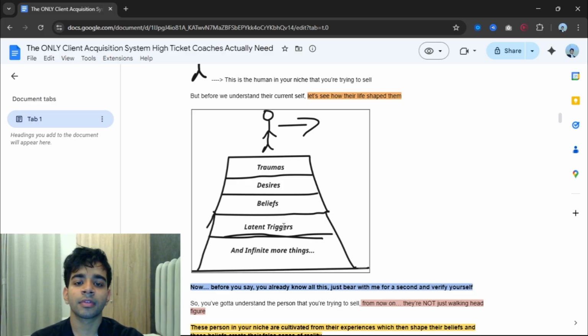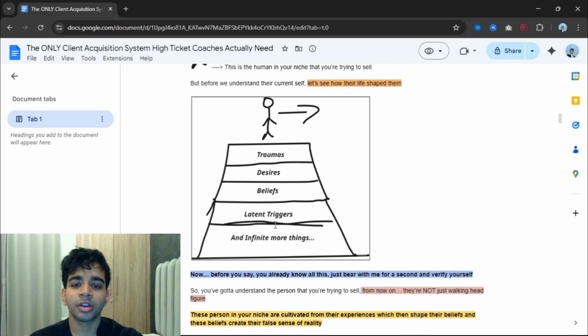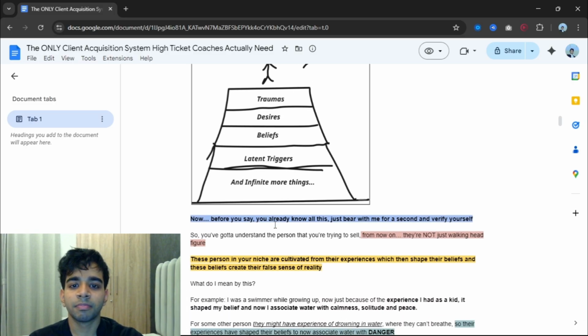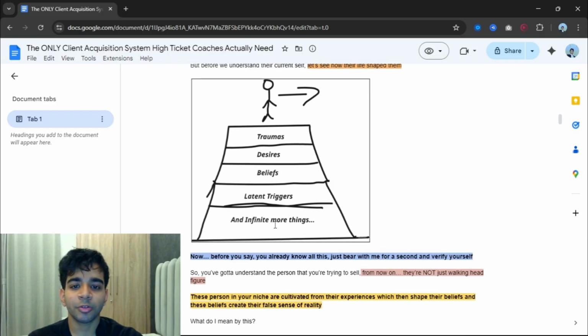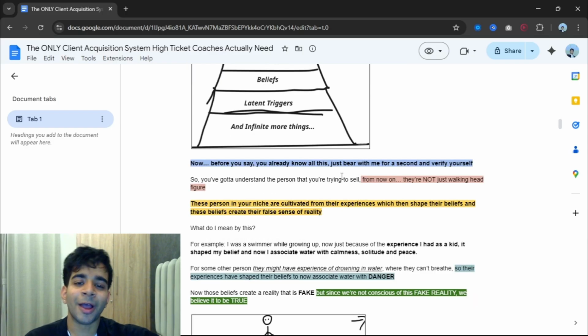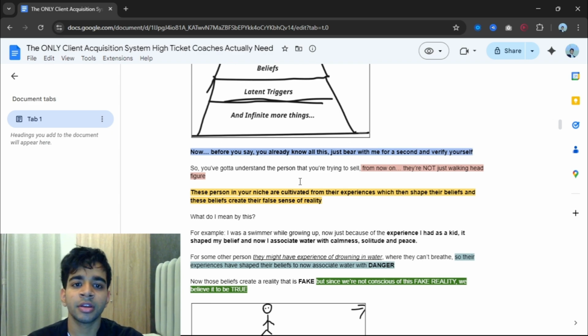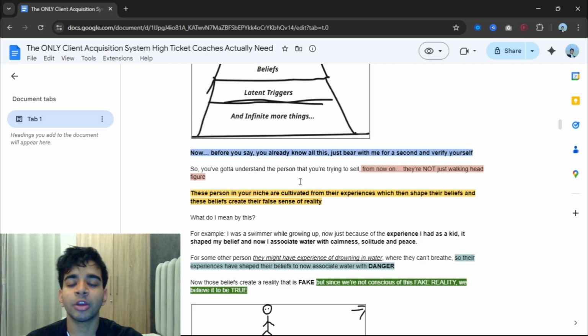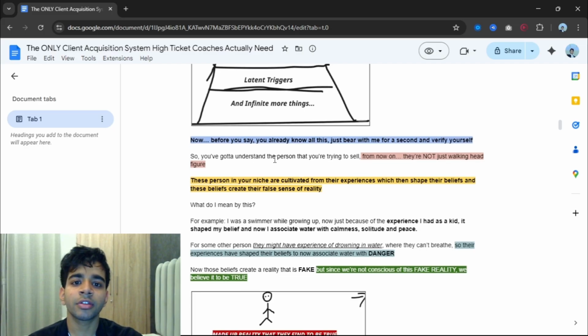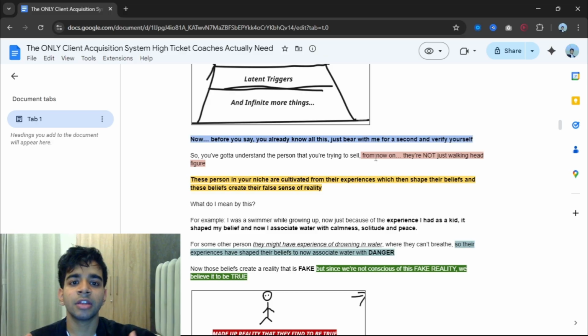And latent triggers, I'm going to explain what it is, but for now, let me just explain these things to you. So now, before you say you already know all this, just bear with me for a second here, so you can really see for yourself if you actually know it or not, right? So you've got to understand that the person you are trying to sell, from now on, they're not just a walking head figure, but these persons in your niche are cultivated from their experiences, which then shape their beliefs, and these beliefs create a false sense of reality. Now I'm gonna explain what this means.